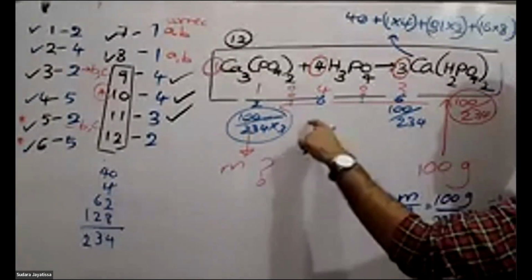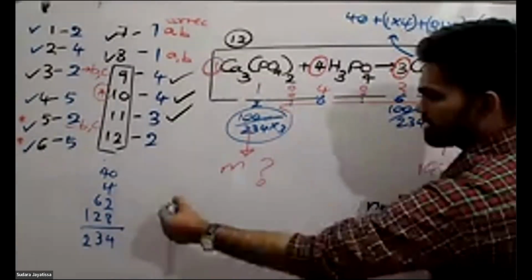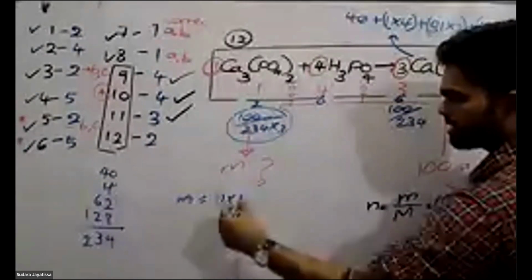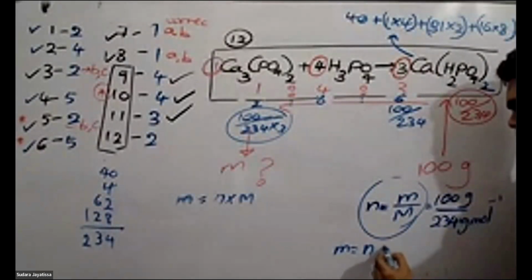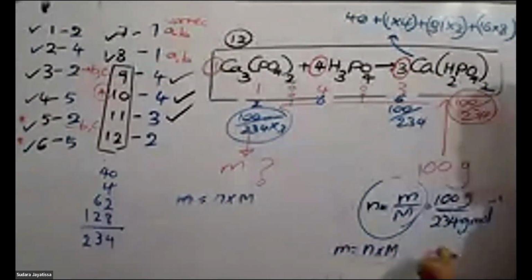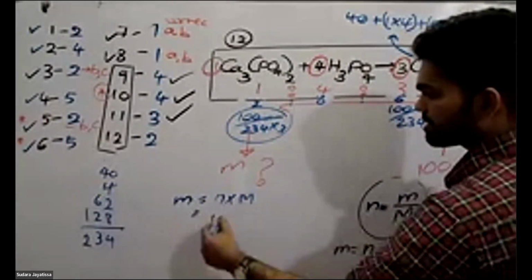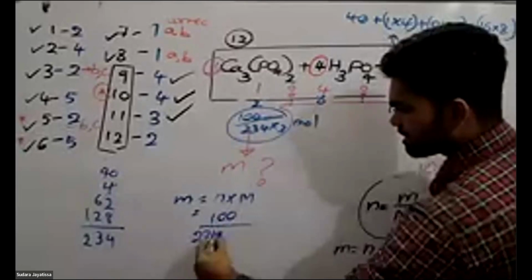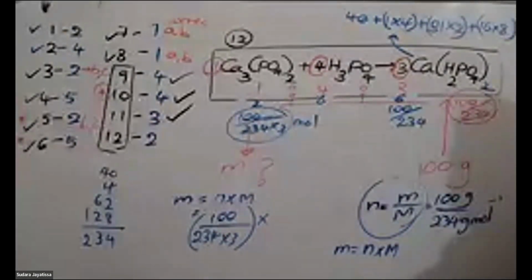So then what should we do? We need to convert that into mass because they are asking the mass. We can get the mass by multiplying moles into molar mass. You are using this same formula. You make mass the subject. Mass is equal to moles into molar mass. So what is the mass here? Moles here, sorry, are 100 over 234 into 3. That is the number of moles. And you are multiplying that one by the molar mass of calcium phosphate.